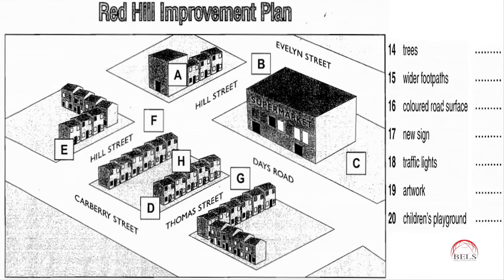We're going to get school children in the area to research a local story, the life of a local sports hero, perhaps. And an artist will incorporate that story into paintings on the wall of a building on the other side of Hill Street from the supermarket. And finally, we've agreed to build a new children's playground, which will be at the other end of Hill Street, close to the intersection with Carberry Street.